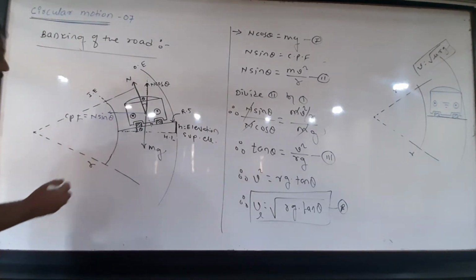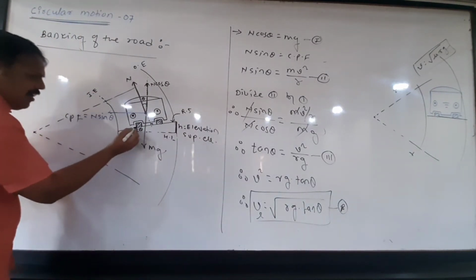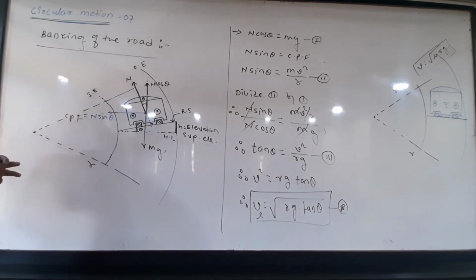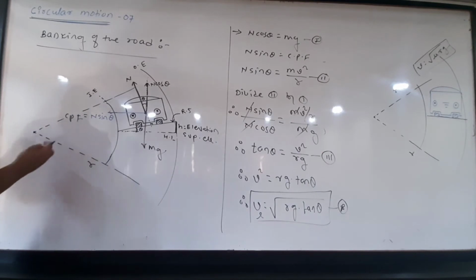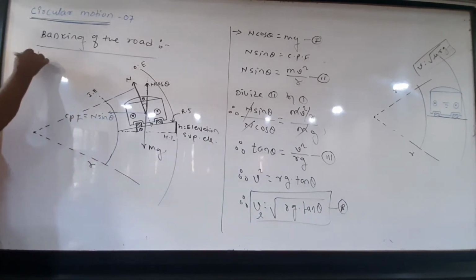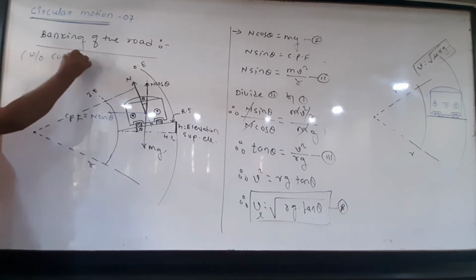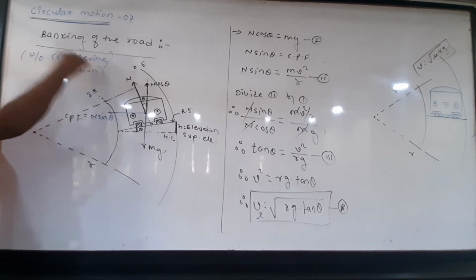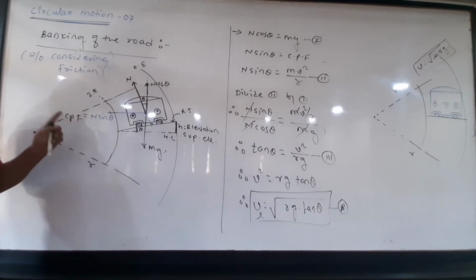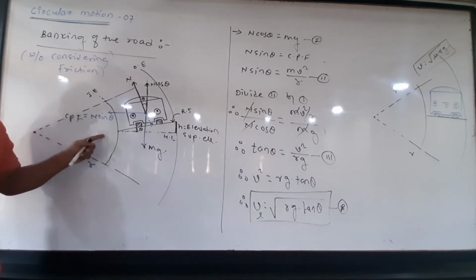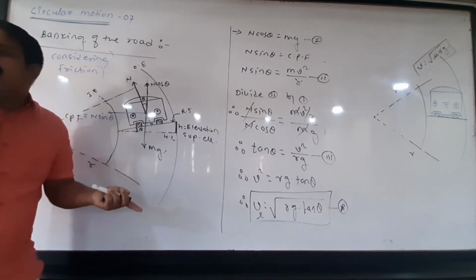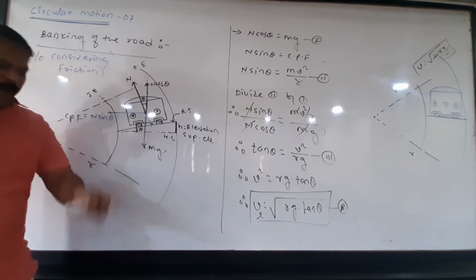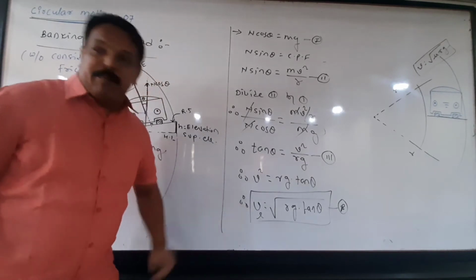But a question may arise in your mind. Here, there is no friction. Yes, there is friction, but here we have not considered it. This is the formula without considering friction. See here, we have considered only N sin theta. If friction is there, okay, it is additional safety. If friction becomes zero, no problem, we can drive with that speed.